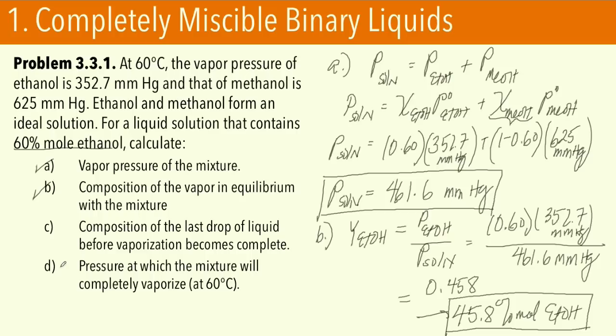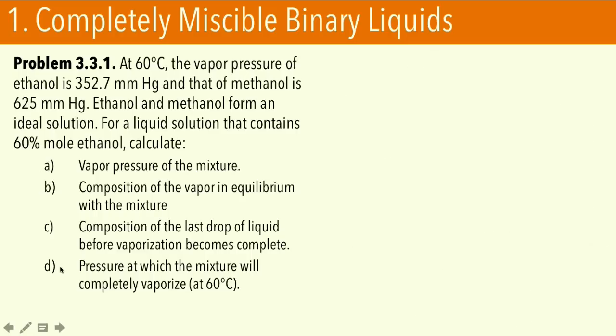Let's move on to a fresh slide again. Note what we mentioned earlier about the composition of the last drop of liquid before vaporization becomes complete. We said that the composition of, say, ethanol in the vapor phase is now going to be equivalent to the original liquid composition. You pretty much just boiled off this entire solution. If you boil off the entire solution and have 60% in your original liquid, you're going to have 60% in your vapor.